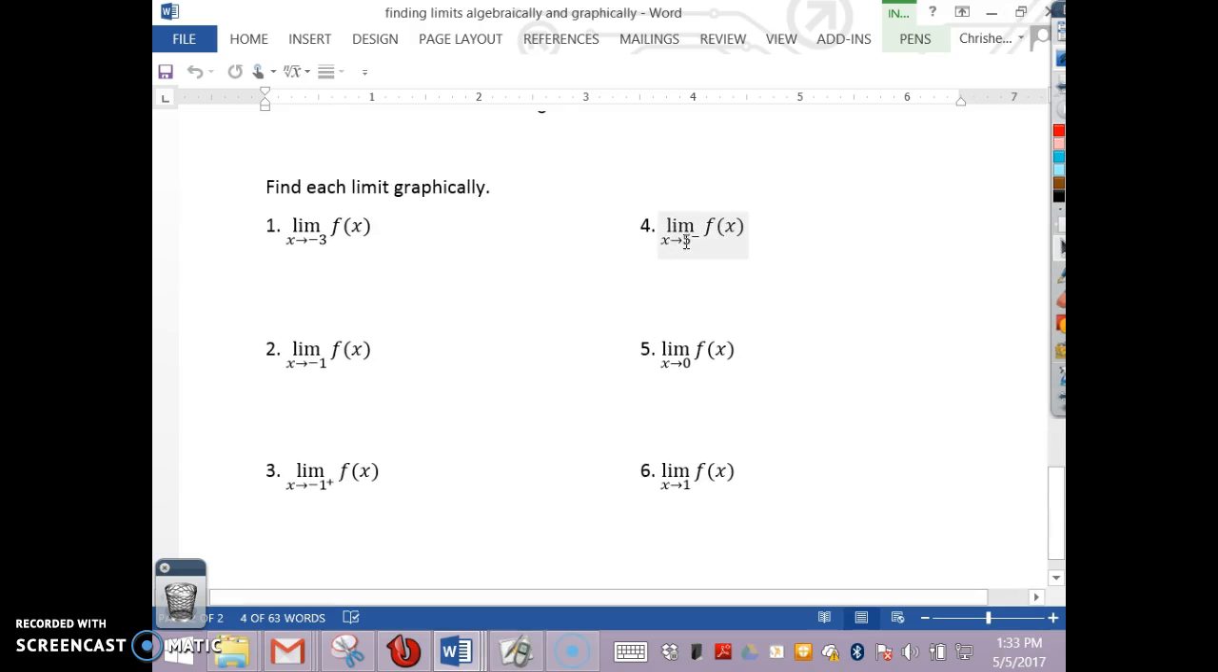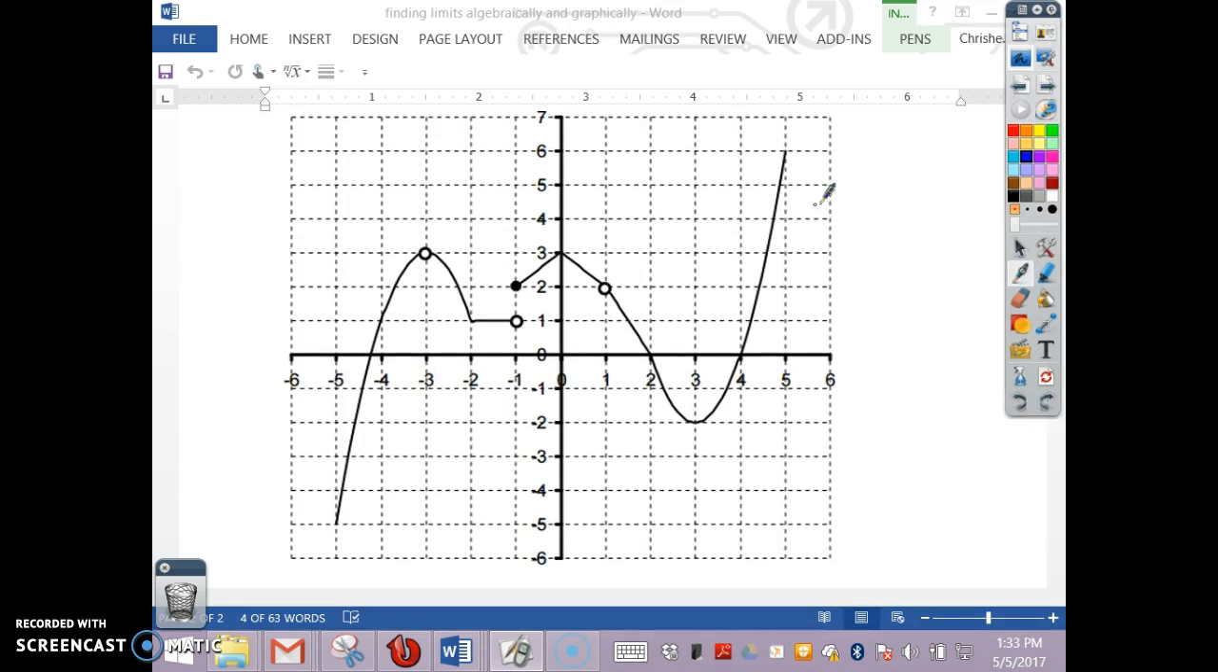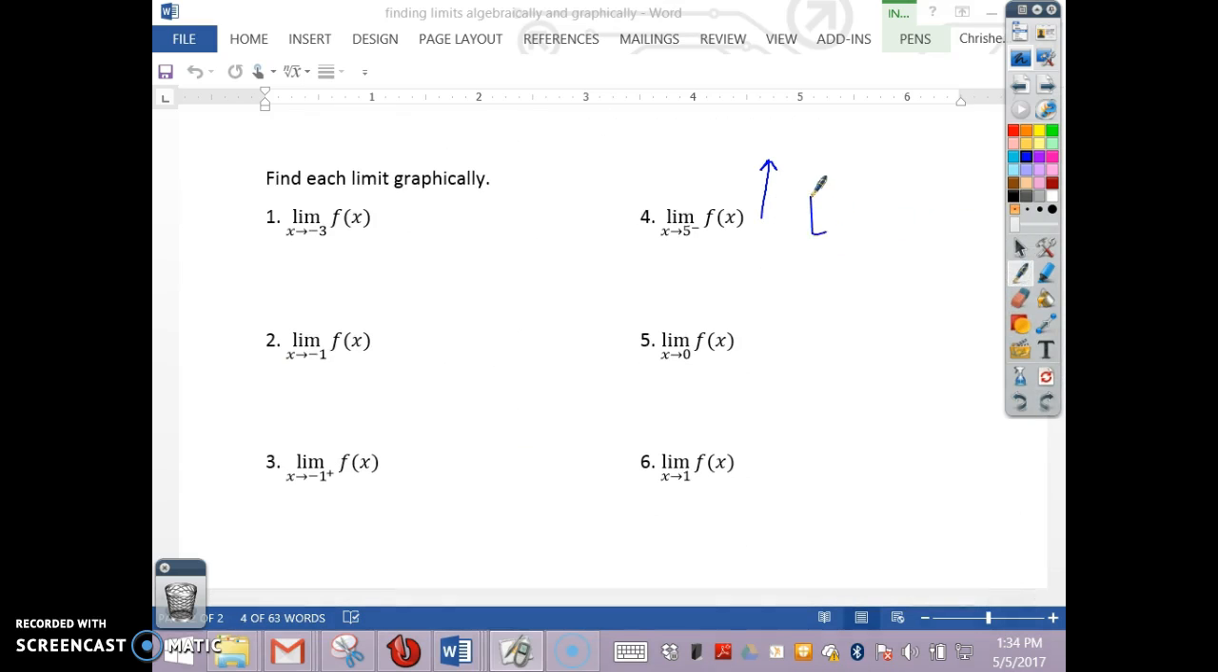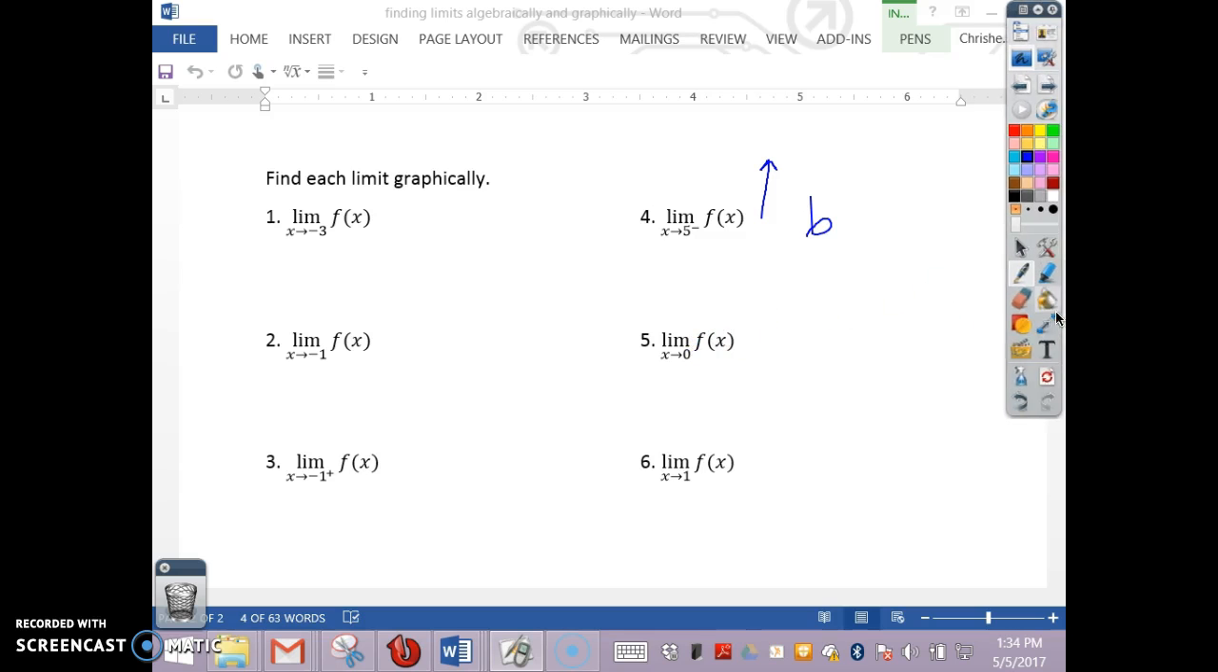What about 5 from the left? So go to 5, go to the left. What are we coming up to? 6. That's the limit. What about 0? There's no plus or minus up here, so we're just saying 0 overall.